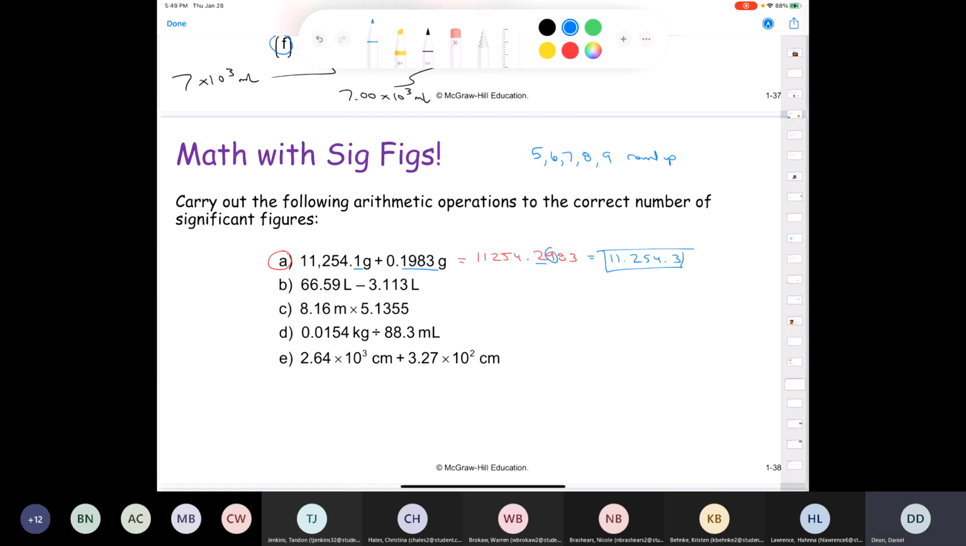Okay, let's try a multiplication problem. Let's go all the way down to C. If I have 8.16 meters and I multiply that by 5.1355, I get this big number. I get 41.90568 meters. I forgot my units here. Anyhow, meters. How many significant figures should there actually be in this answer? Not a trick.